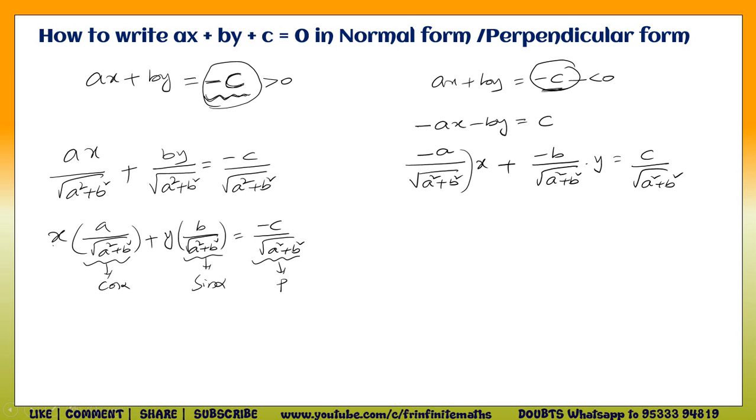Again if you observe, this is nothing but cos alpha, this is nothing but sin alpha, and this is nothing but my p value, right? So here also we have converted into x cos alpha plus y sin alpha is equal to p form, right?